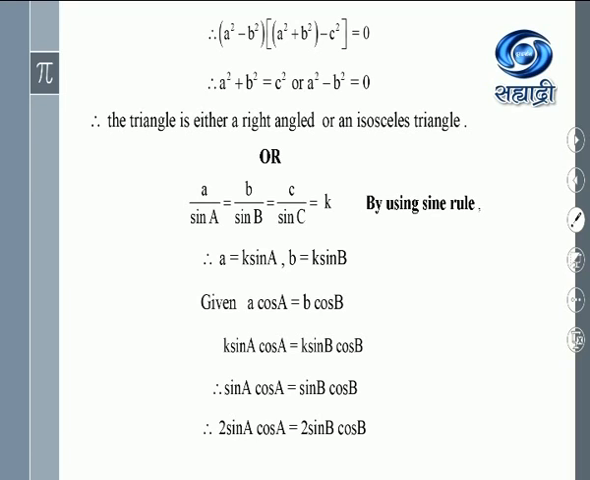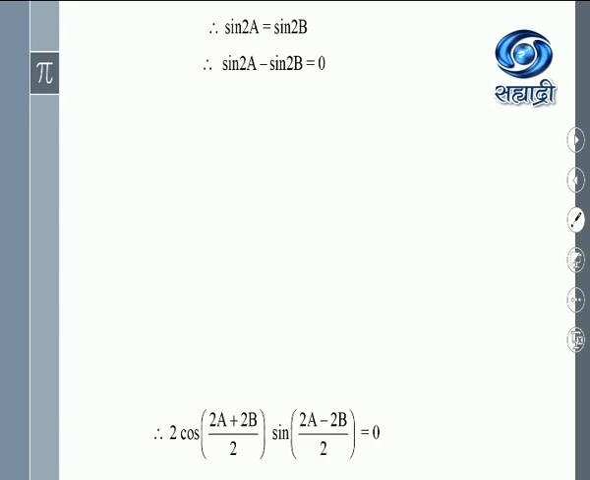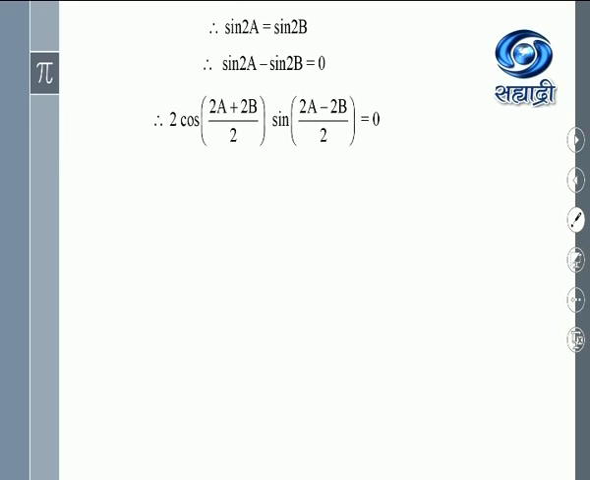Let us multiply both the sides of the equation by 2. So we have 2 sine A cos A is equal to 2 sine B cos B. Now this formula is familiar to you, and that is sine 2A is equal to sine 2B. Now we simplify this equation. We write the term on RHS to LHS, and therefore we have sine 2A minus sine 2B is equal to 0.